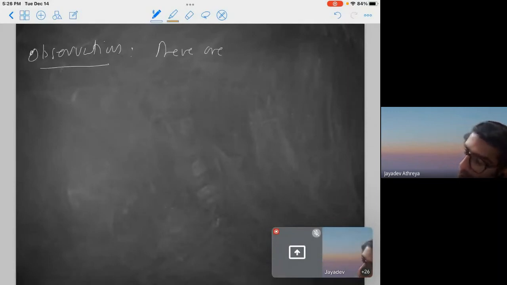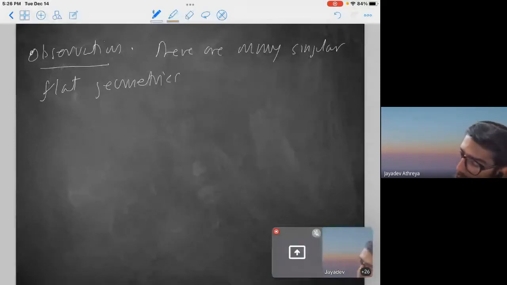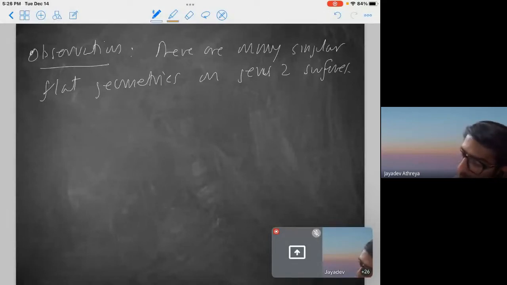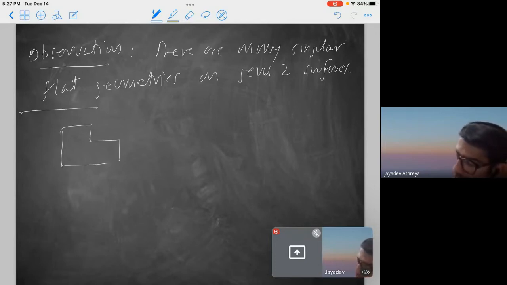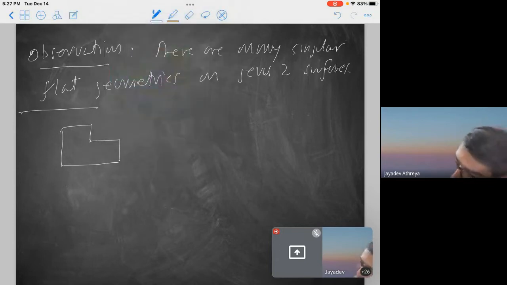There are many singular flat geometries on genus 2 surfaces. So for instance, I drew you that regular octagon, but I want to draw you another thing that may not look so much like an octagon, but it still is. Let's draw this kind of L shape. And I'm going to mark a few points here. I'm going to mark this point and this point and this point. And I'm going to make some identifications.